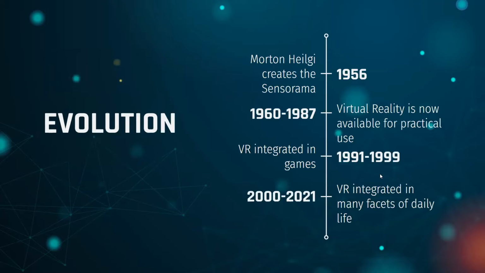So evolution of virtual reality. In 1956, Morton Heilig creates the Sensorama. 1960 to 1987, virtual reality is now available for practical use. 1991 to 1999, VR is integrated into video games, and 2000s to present day, VR is integrated in many facets of daily life.